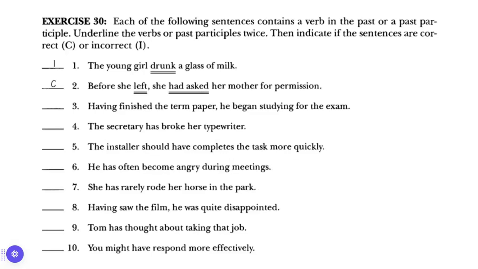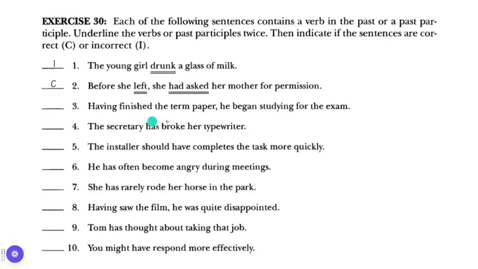Let's do this exercise. Number 1. The young girl drank a glass of milk. Well, this is wrong because the past form of drink is not drunk, it's drank with an A. Number 2, before she left, she had asked her mom for permission. This is correct. I have an auxiliary verb with a verb in past participle.